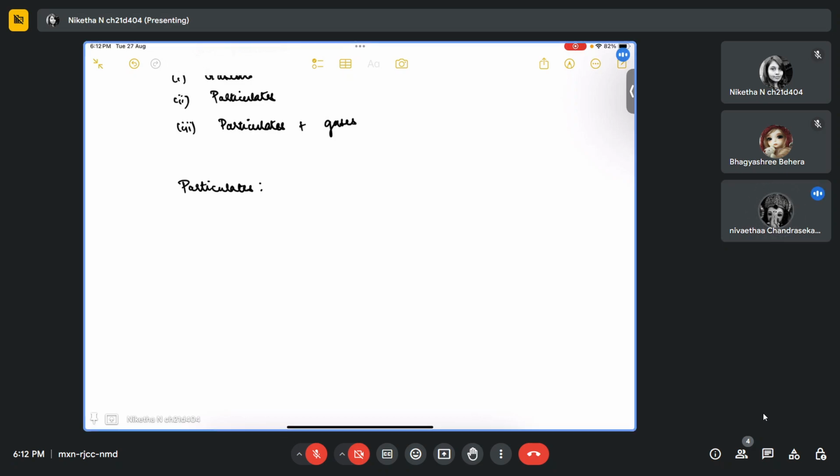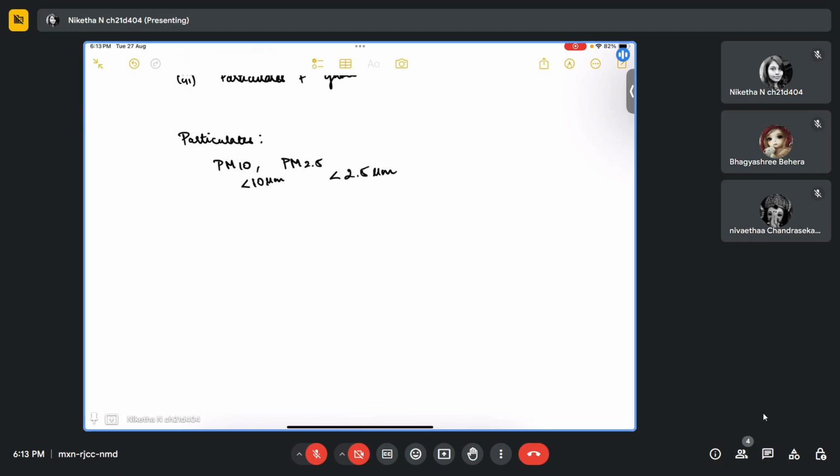Not really. Particulate means solid particles which are just present in the air. There are two kinds of particulate matter: one is PM10 and the other is PM2.5. What the 10 and 2.5 mean is that PM10 means the particulates are less than 10 micrometer in size, and PM2.5 means the particles are less than 2.5 micrometer in size.